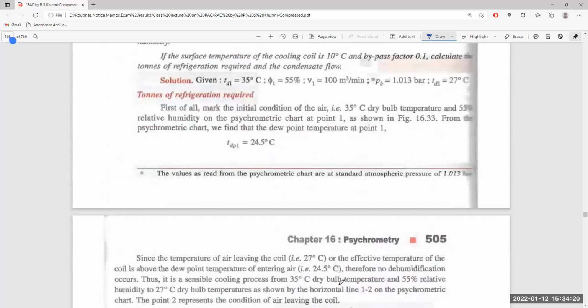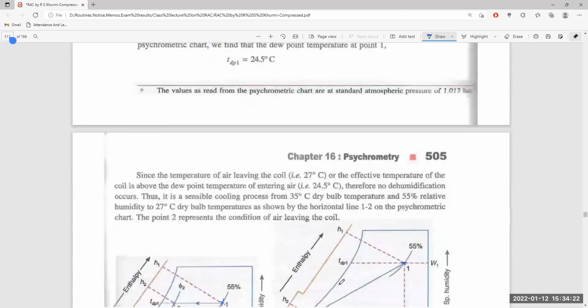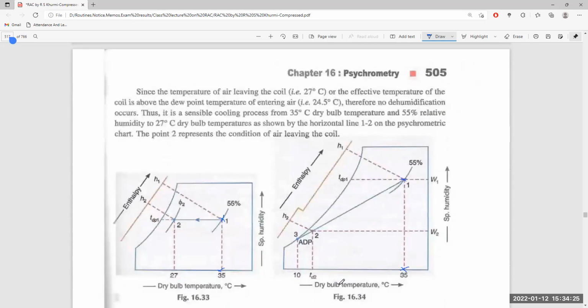From the psychrometric chart, the dew point temperature at point 1 is equal to 24.5. So what we got: a horizontal line from point 1 intersecting the dew point temperature line is TD1. Same is the case here, we make a vertical and it will intersect here at the dew point. From this intersection point we can calculate the dew point temperature at point 1.